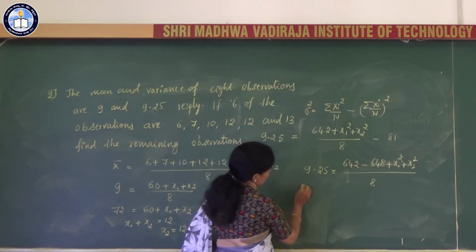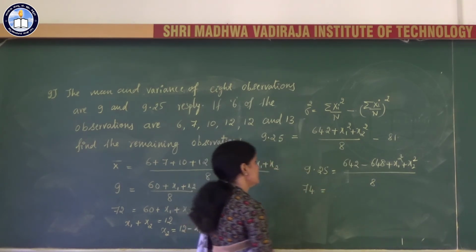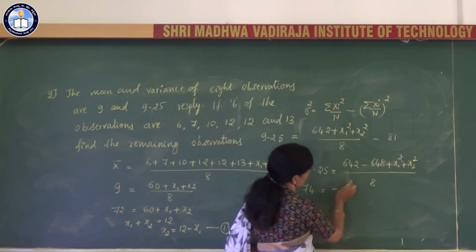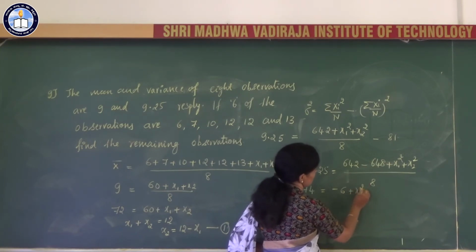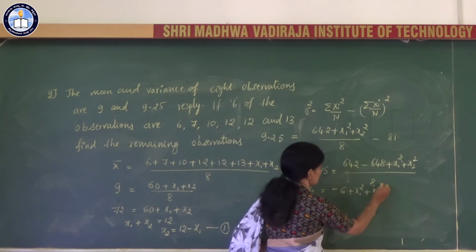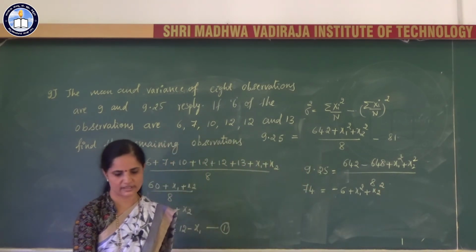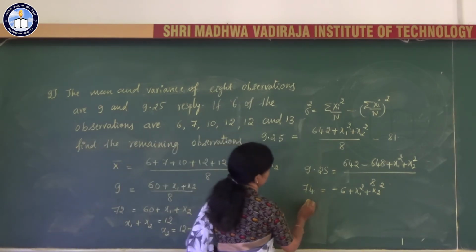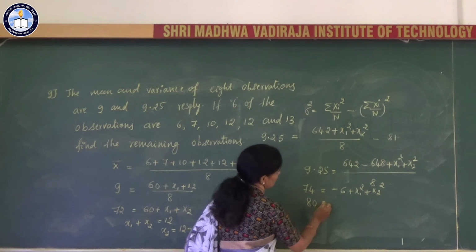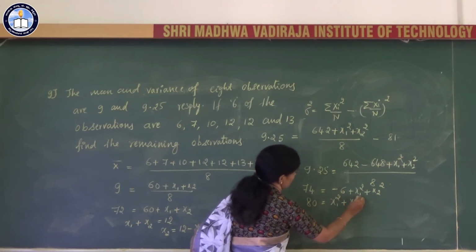So if you multiply here, you will get 74. 74 is equal to minus, you will get minus value. So minus 6, right? Minus 6 plus x1 square plus x2 square. Minus 6 x1 square plus x2 square you will get. If you add it to here, you will get 80. 80 is equal to x1 square plus x2 square.